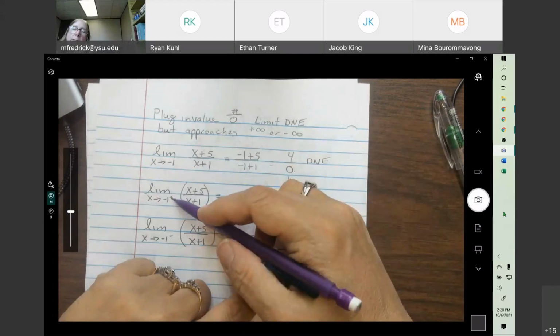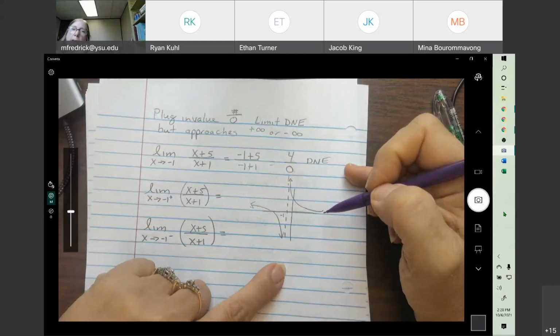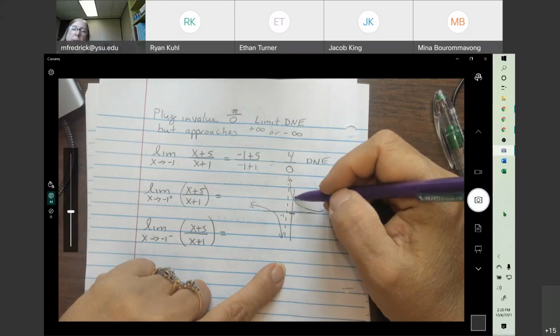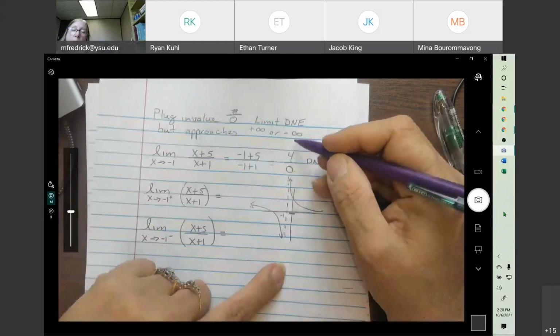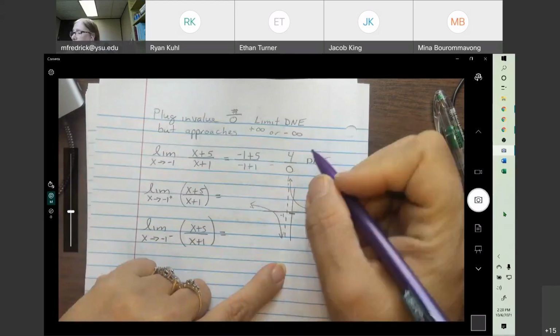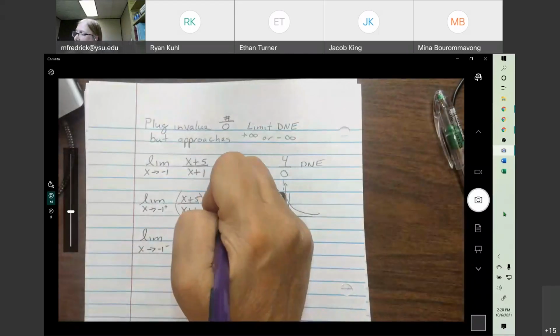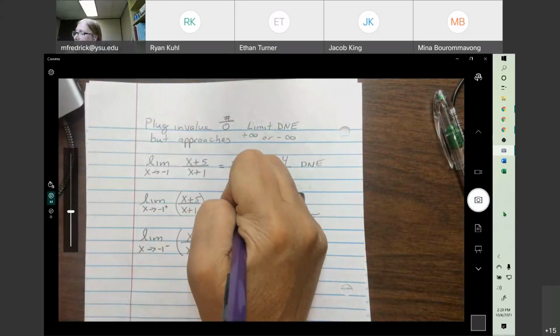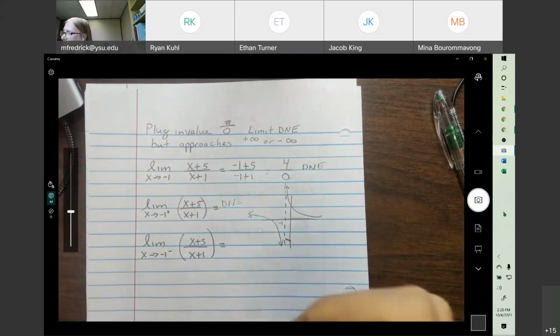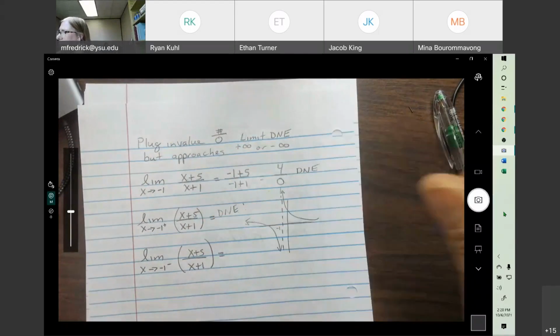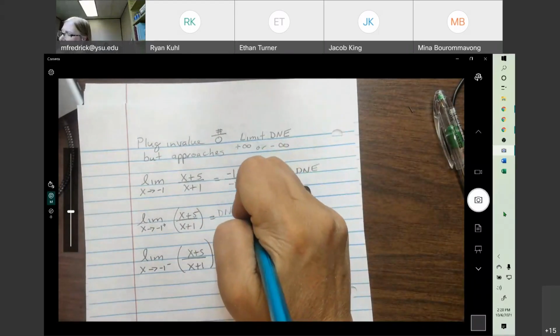The first one, the plus, is from the right, because you're going a little bit larger than -1, so you're over here. My graph's up here, it's going up. It's going to positive, so the limit doesn't exist. But it's going to positive infinity.